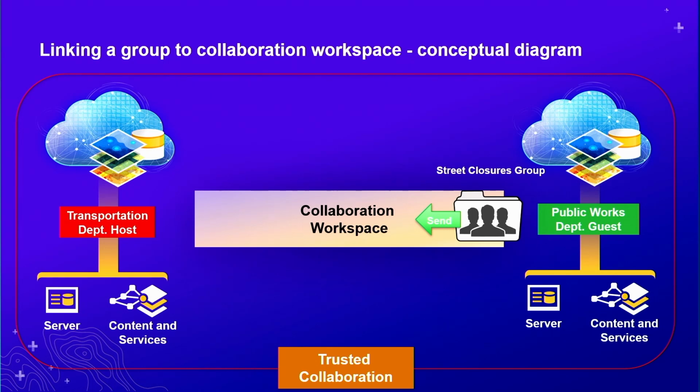They have send access to the workspace, meaning that they can share content to the collaboration workspace, but they cannot receive content from it. They've shared content to the group joined to the collaboration workspace. What happens next is that content is sent to the collaboration workspace and received by the transportation department into their street maintenance group, which they've joined to the collaboration workspace.